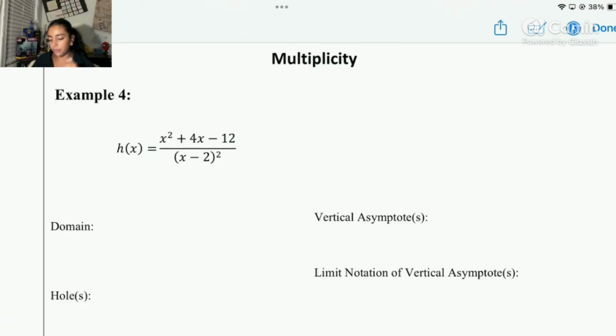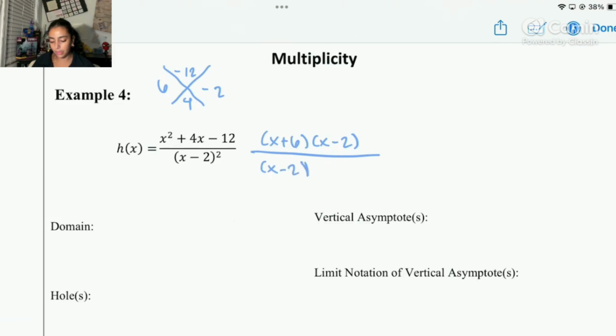So we're going to go ahead and start factoring at the top. What two numbers multiply to -12 and add to 4, and that is 6 and -2. So we can factor this out to x plus 6 times x minus 2. And on the bottom, we can just kind of expand it out to see what we're looking at. So x times 2 times x minus 2 times x minus 2.